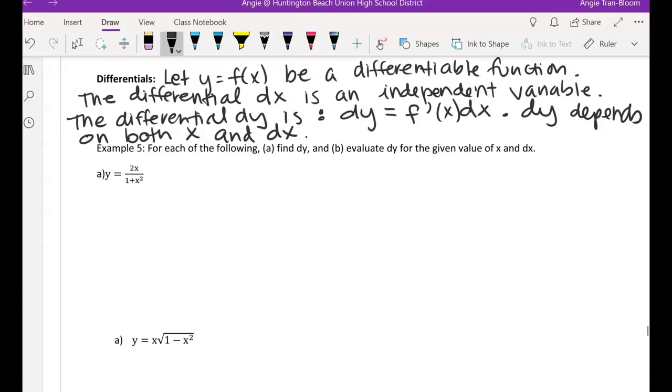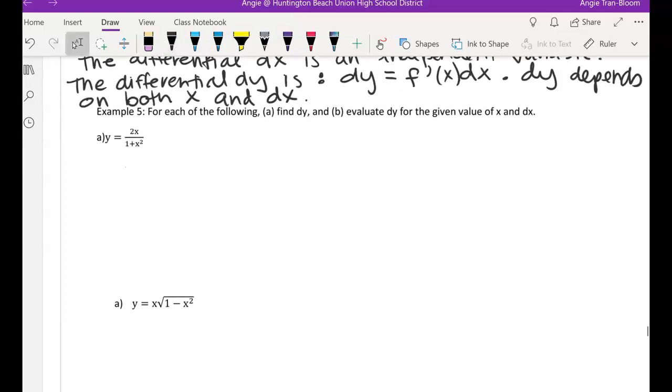So let's try to exemplify and apply this rule. Example 5: for each of the following, find dy, and b, evaluate dy for the given value of x and dx. So example A, and I forgot to give you what x is. X is going to be negative 2, and dx is given to you as 0.1. So let's find dy. Well, we do it normally. We already know how to find the derivative, dy over dx.